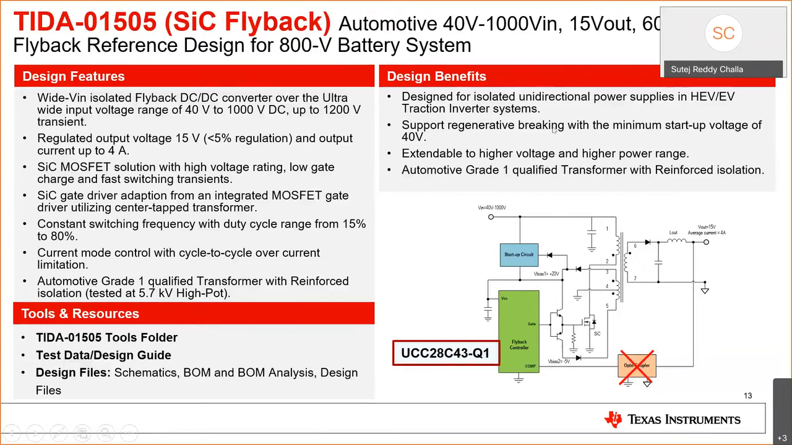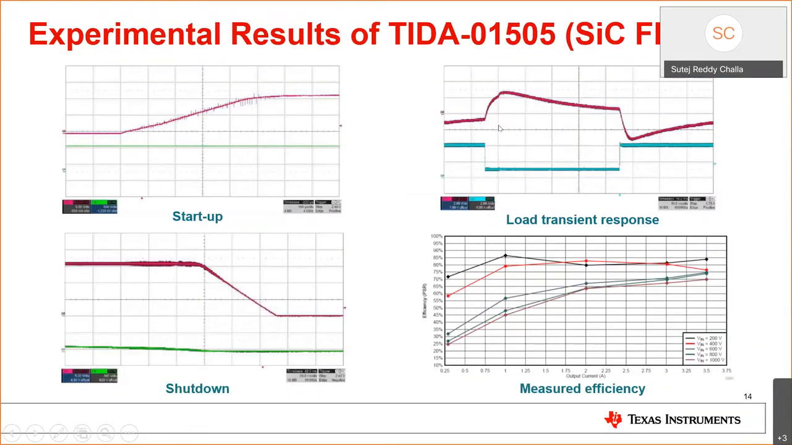I'm not going through these details. These are all available in this reference design. But here I'm just showing the experimental results of this design with SiC-based flyback. Startups and shutdowns are typically very important in these redundant power supplies, as well as the load transient response. And you can see the measured efficiencies all the way up to 1000 volt VIN.